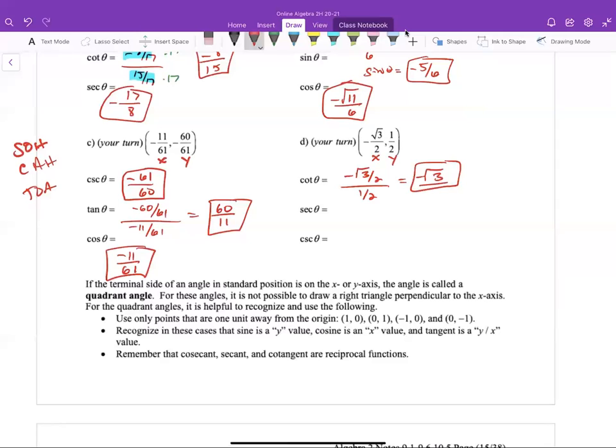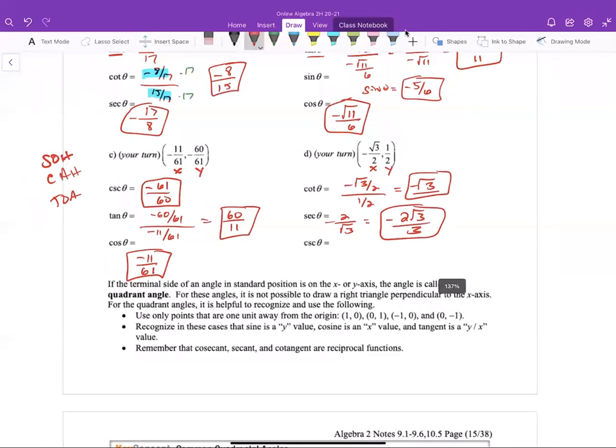Secant is related to cosine, and cosine is x. So we are going to flip it. So it's going to be 1 over x, or just take the x and invert it. So I have 2 over the square root of 3, and then multiply both top and bottom by the square root of 3. You will get negative 2 times the square root of 3 over 3.